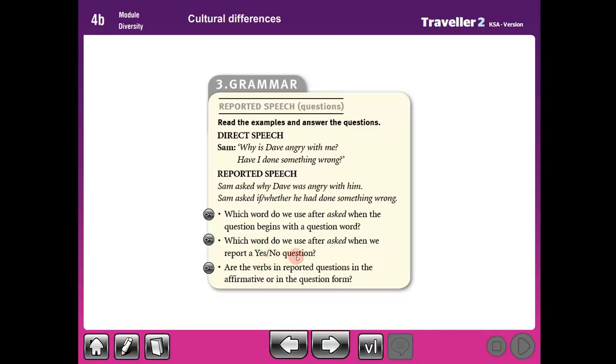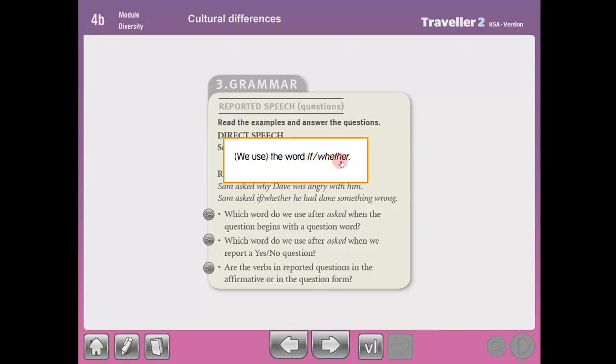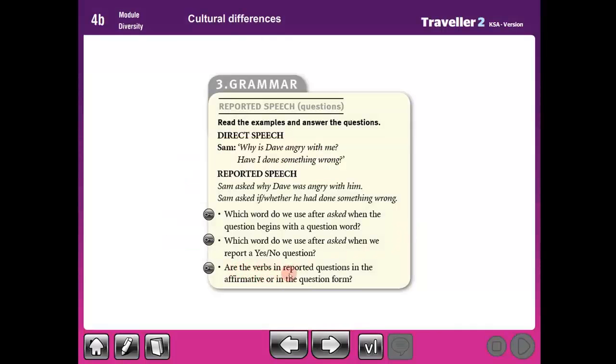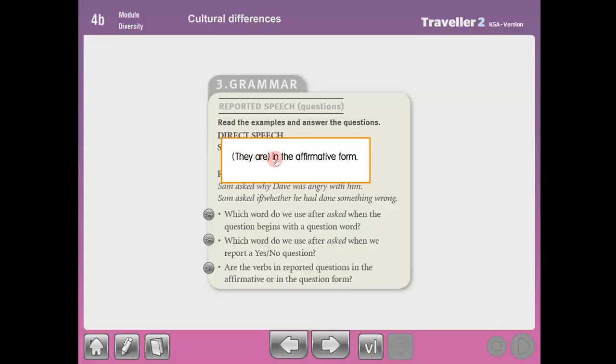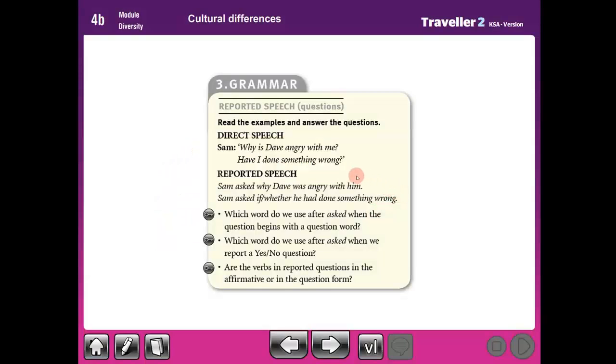As we know, a yes or no question begins with an auxiliary verb. Have, has, do, did, does, was, were, or modal verbs. Note, we use the word if or whether to join the question. Are the verbs in reported questions in the affirmative or in the question form? As we said, we use the affirmative. They are in the affirmative form instead of are they. Okay.